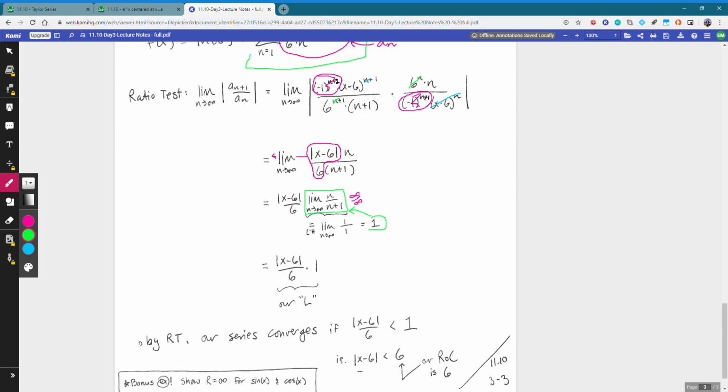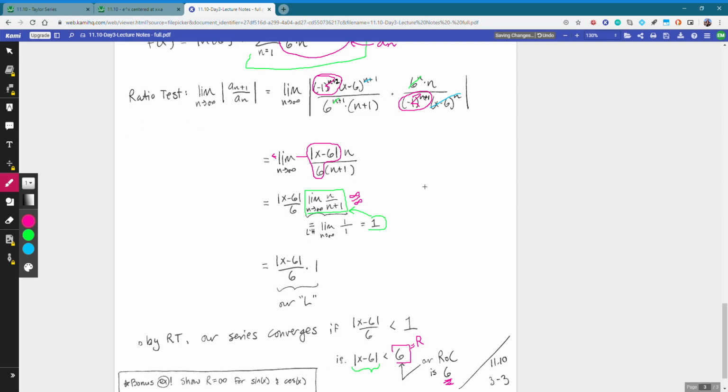And what this is telling us kind of geometrically, right? The absolute value is telling us the distance that x can be away from the center of 6 has to be less than 6. And so it's this 6 here that is telling us our radius of convergence. That's how far away from our center that we can be. And so our radius of convergence is 6 for our Taylor series centered at 6.